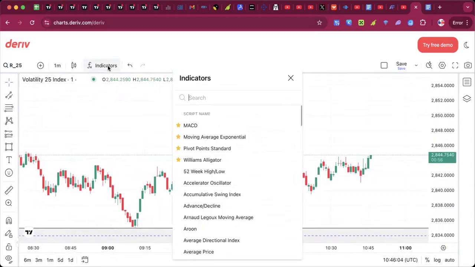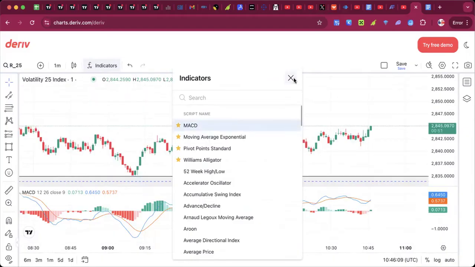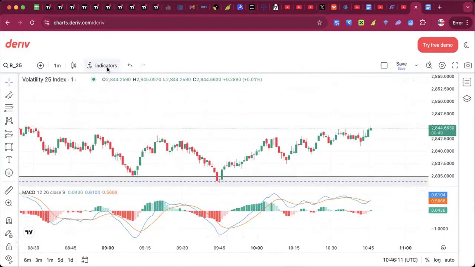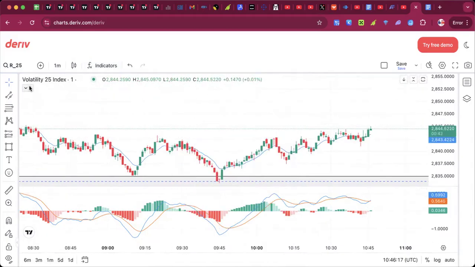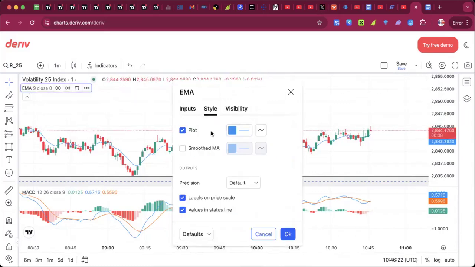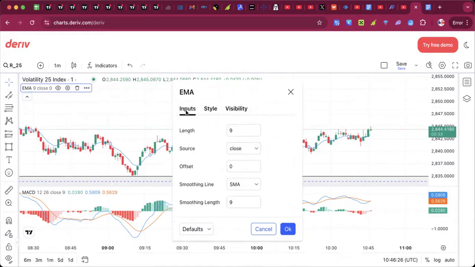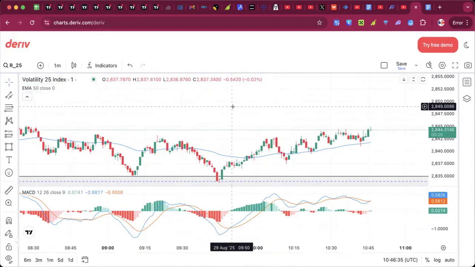Now, you want to add two indicators. First one is MACD. Second is EMA, and the one you're going to set is just the 50 moving average. So let's go 50 moving average, 50 EMA. You go to the settings and type 50. I don't do any other setting there. So 50, that's all. That's all you need to do.